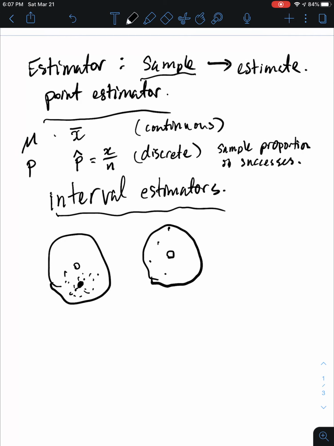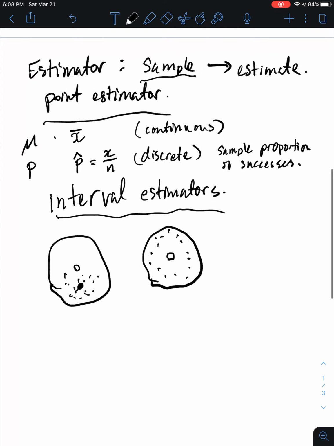And that's that if your friend does this, in that case, their average is a bullseye. But they're all over the place. They're way on the outside. The point estimator won't detect that problem.